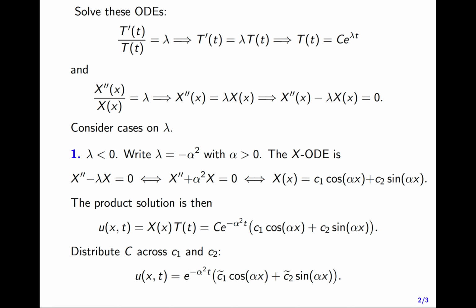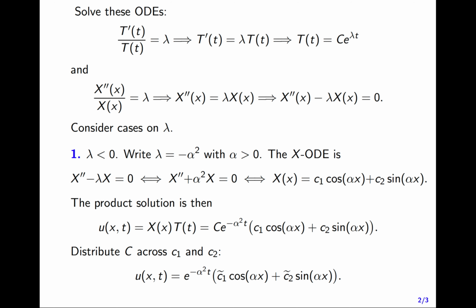So I get u of x,t equals e to the minus alpha squared t, and now I'll multiply capital C times c1 and turn that into a new constant c1 tilde. So I have c1 tilde cosine of alpha x plus c2 tilde sine of alpha x. As we saw in some of our discussions on the last transport equation, if I have an arbitrary capital C times an arbitrary lowercase c1, that's just going to be some arbitrary constant, so I'll write it as c1 tilde. And it's nicer not to have three arbitrary constants, just the two that I really have.